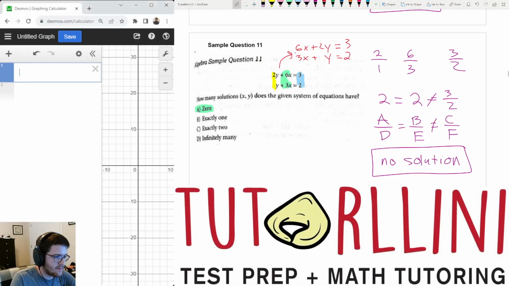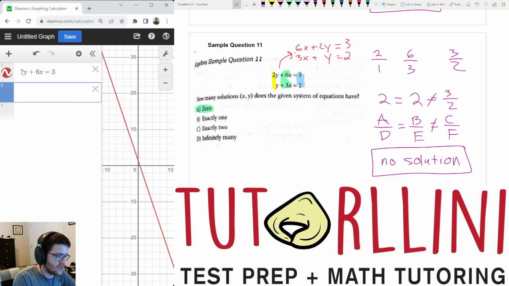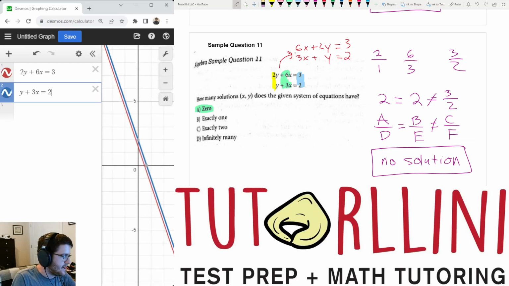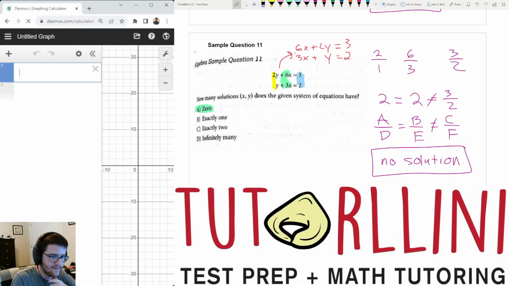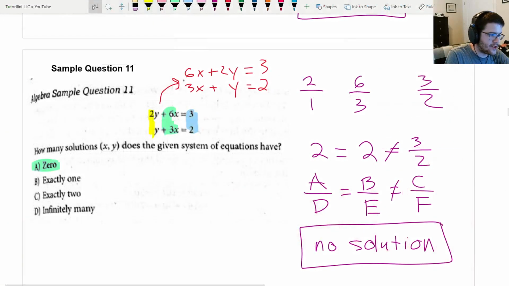I mean, you should know this concept, but let's just type this in, y plus 3x equals 2. And if I zoom in, it certainly looks like they are parallel, which means they have no solution. So we're good. I also didn't point this out earlier. I should have. This is a linear system. There's no way it could have two solutions. It has to have 0, 1, or infinitely many. So right away, you can cross off C. You don't even need to consider that. Okay, great.